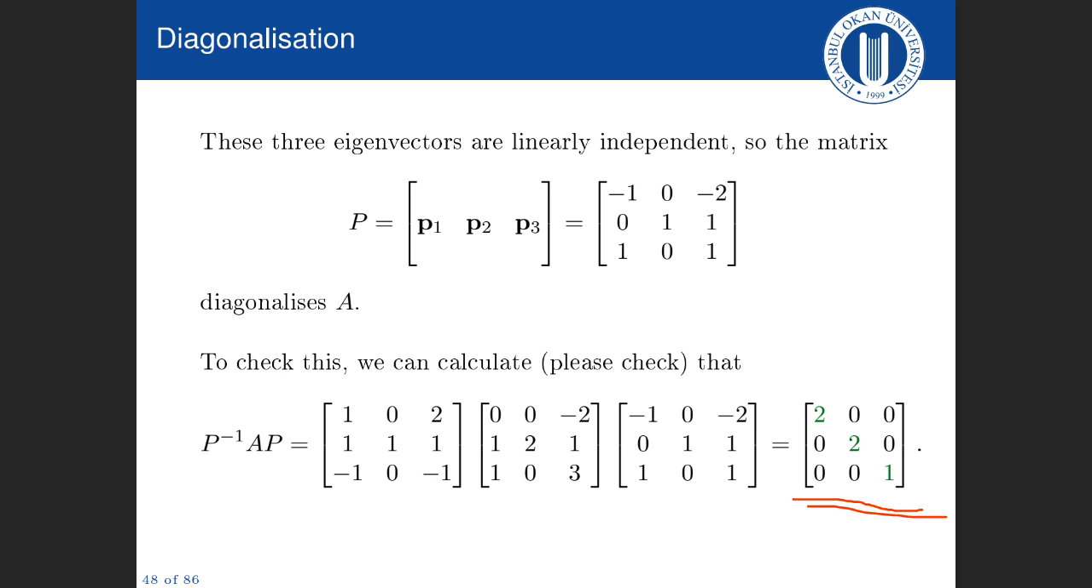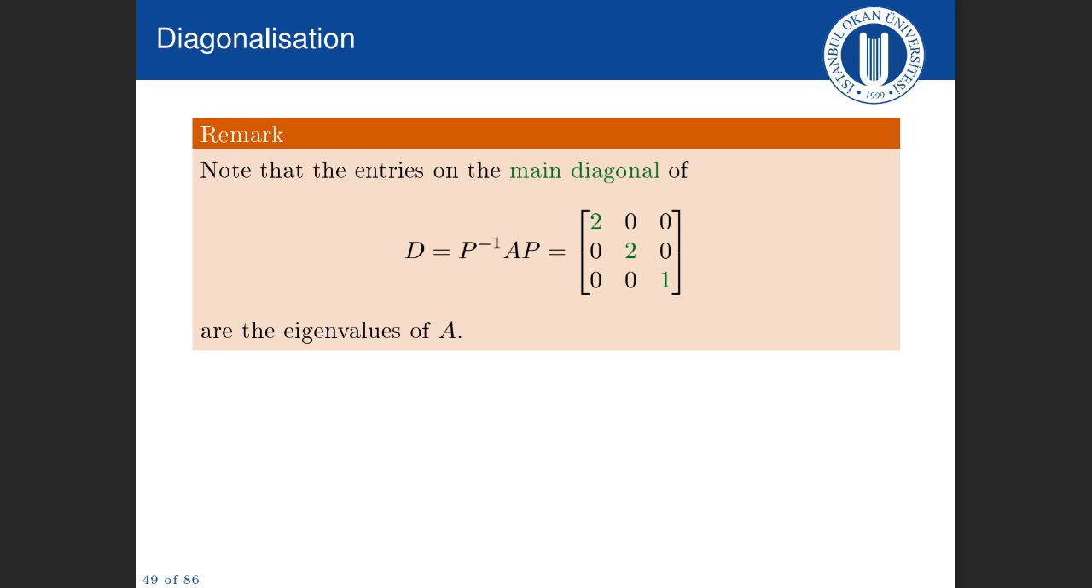Now, let me just remark that this diagonal matrix, which I'm going to call D, what are the entries on the main diagonal? The entries on the main diagonal are the eigenvalues of A. The eigenvalues were 2 and 1. The eigenvalue 2 corresponded to a 2-dimensional eigenspace, so we have 2 lots of 2. The eigenspace corresponding to 1 was 1-dimensional, so that's why we only have one number 1 on the diagonal.